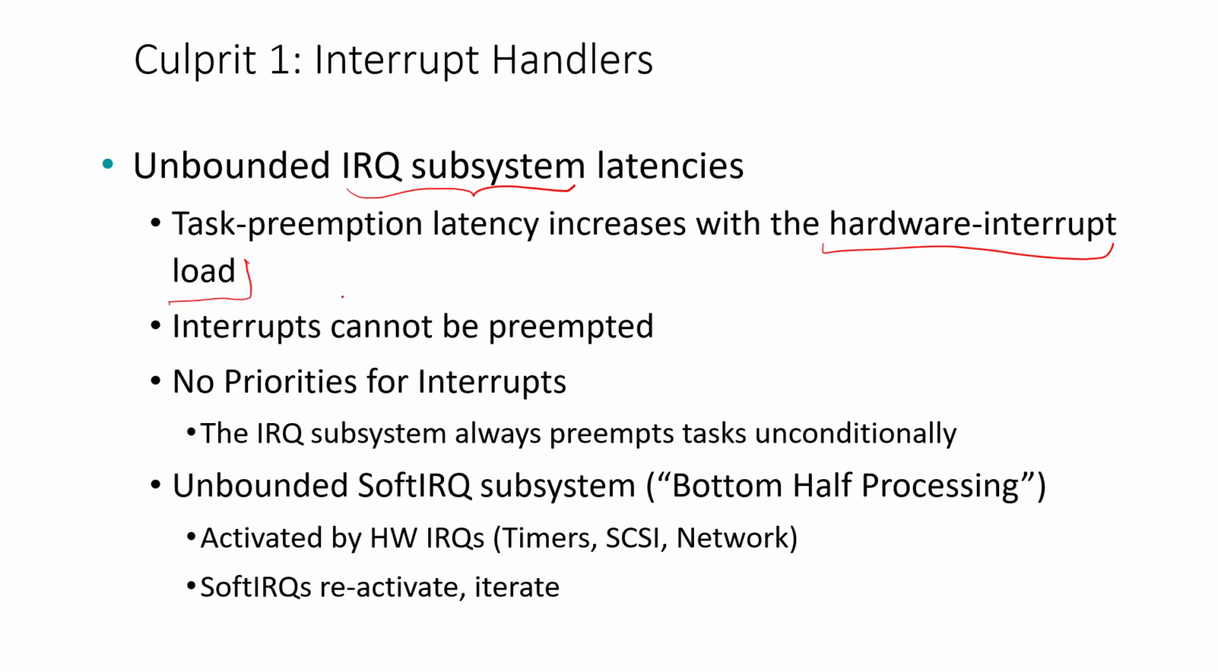Interrupt handlers themselves are not preemptable. This further causes issues. And again, we don't have a priority system for interrupts. This is something that is required, because you may have extremely low priority interrupts, which is fine if we handle them several hours or even several days later. But we don't have that. As a result, the IRQ subsystem of Linux will always treat interrupts as high priority and preempt tasks unconditionally, which is not really good for real-time tasks.